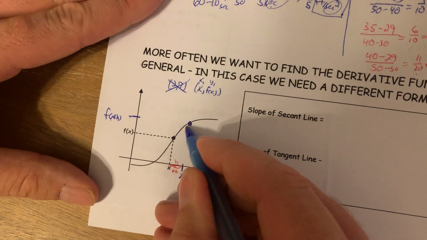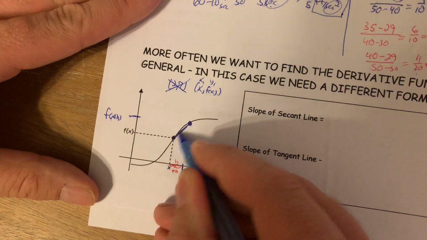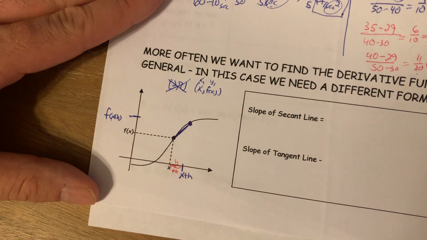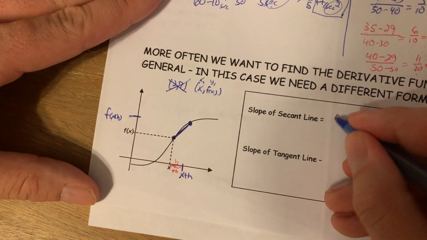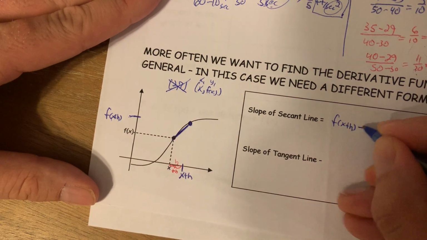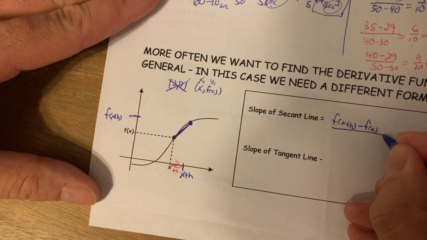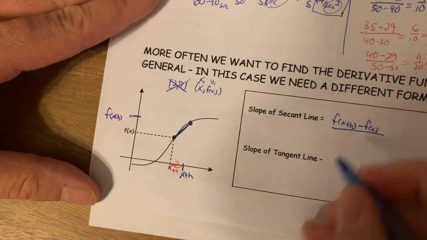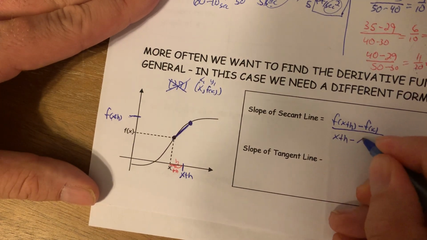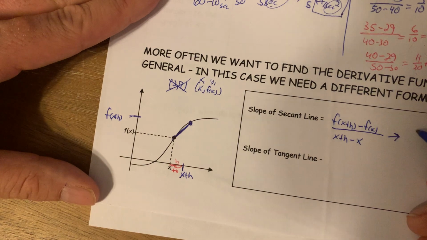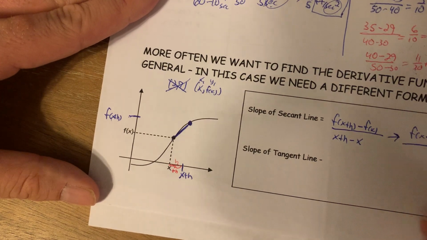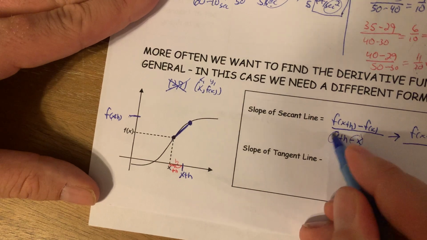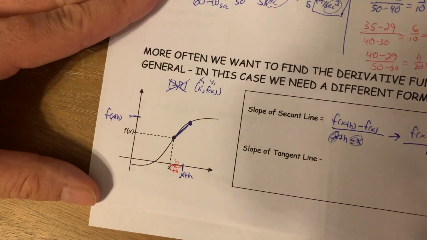So what is the slope between these 2 points? What's the slope of this secant line? Hopefully we got that it is y2 minus y1, so f of x plus h minus f of x, over x2 minus x1, x plus h minus x. And this simplifies to f of x plus h minus f of x over, here we can do x minus x, which is 0, so we just get over h.